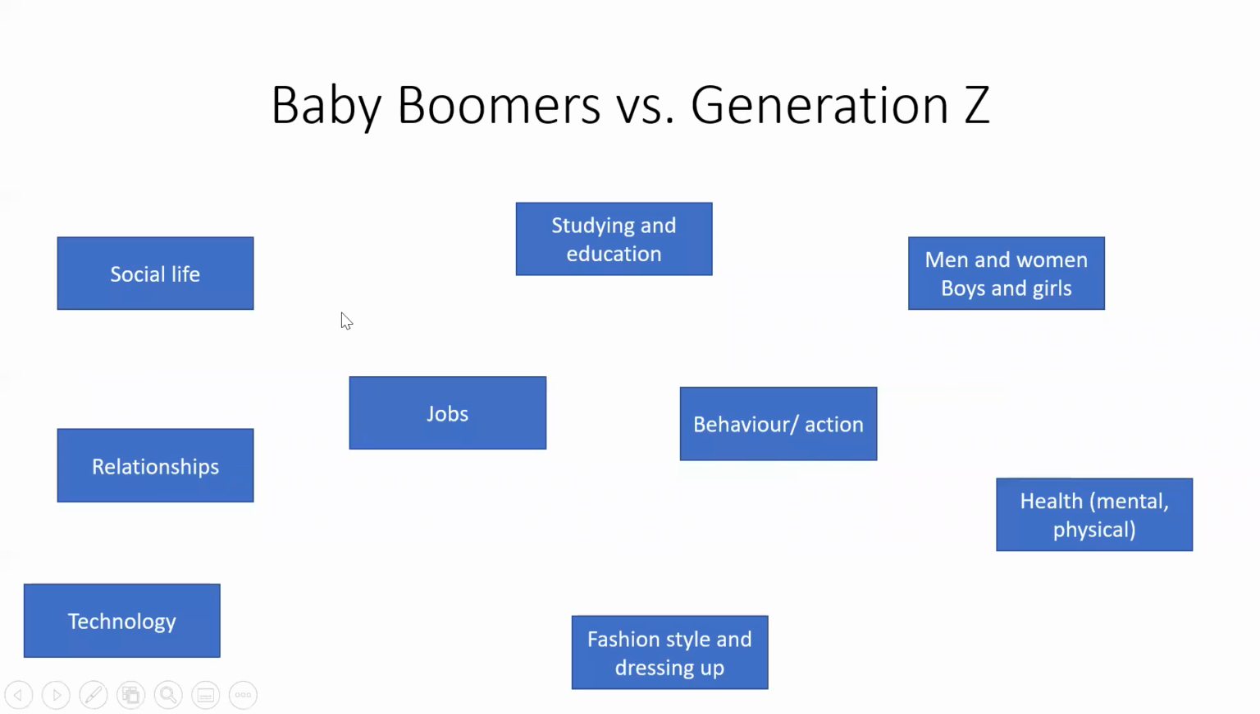Now, for your essays, I would like you to compare baby boomers and Generation Z, which is you guys. That should be easy. I want you to compare yourselves and people that were born between 1945 and 1964, okay? So these are just guidelines. You don't have to use all of these when you are doing your writing or your typing. These are just ideas that you can look at when you are doing your homework. So your ideas are social life, relationships, technology, jobs, studying and education, behavior, action, men and women, boys and girls, mental health, physical health, fashion style, and dressing up. I did not give specific information because it's up to you what information you're going to give me, okay? These are just ideas.